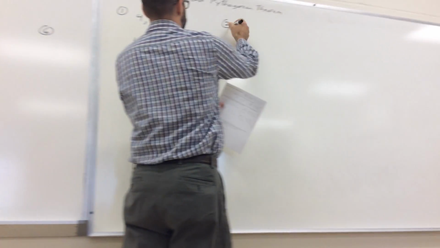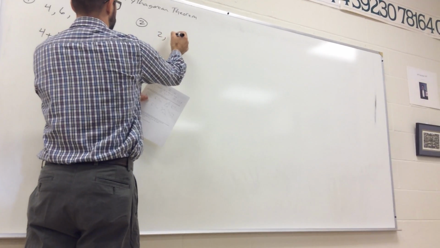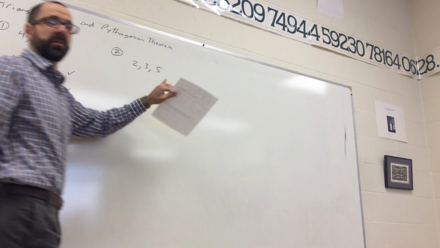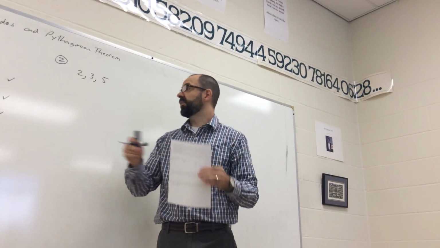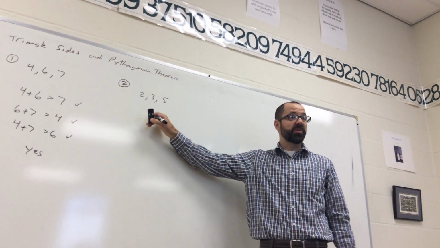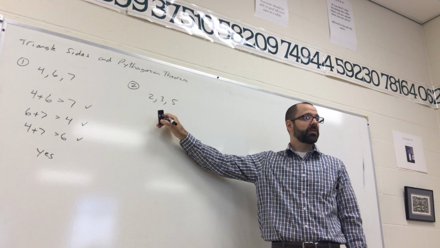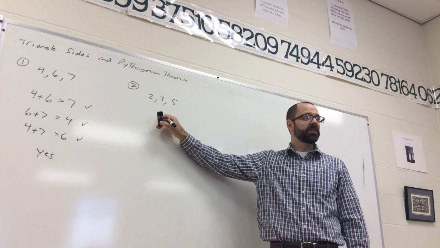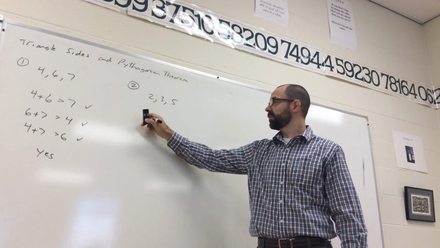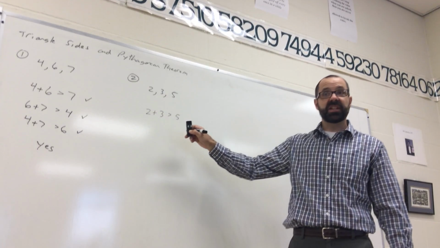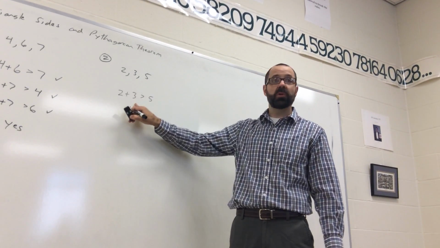All right, so how about these three numbers? What if you had 2 and 3 and 5? So again, the question is, is it possible to make a triangle that has these three side lengths? All right, Charlie? No, because 2 plus 3 equals 5. That's not going to be. Good.